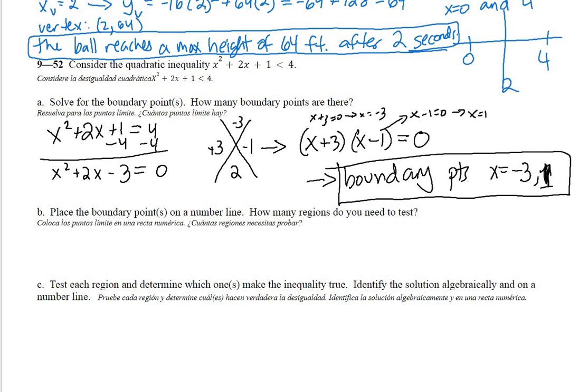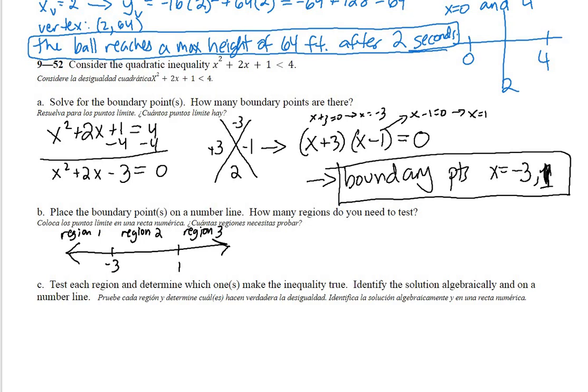Okay, place the boundary points on a number line. How many regions do we need to test? Okay, negative 3, 1. So we're supposed to say 3 because there are 3 regions that need testing. Region 1, region 2, region 3.